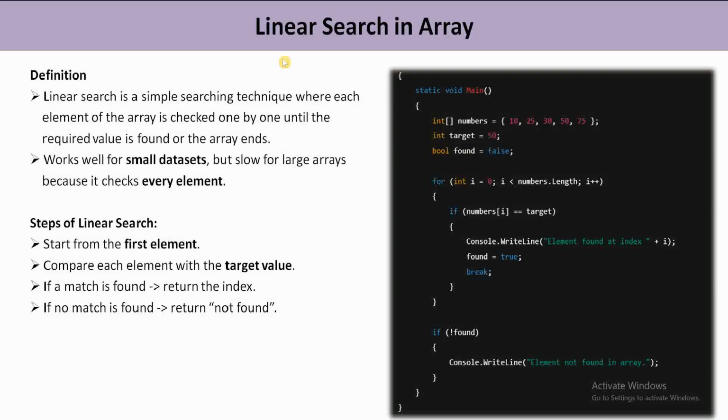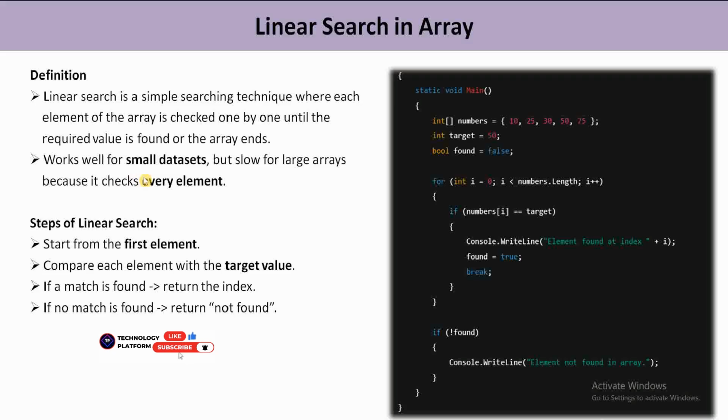First topic we have is linear search in an array. So what is a linear search? A linear search is a simple searching technique where each element of the array is checked one by one until the required value is found or the array ends. So linear search is a technique where we have some value and we want to search that value from that particular array of elements. Then we can go with this linear search, where it will search that value from that array one by one if we use a for loop or foreach loop.